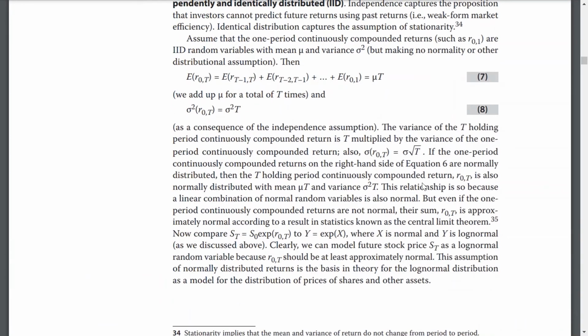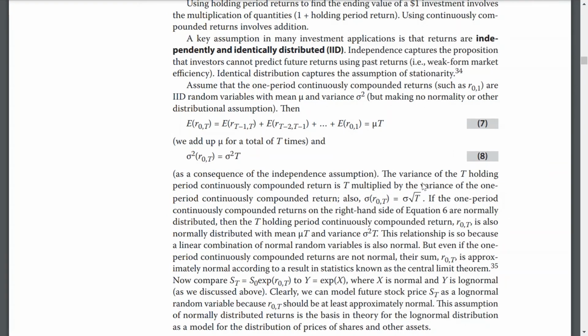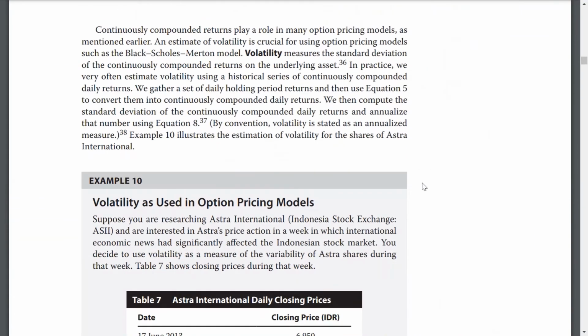So yeah, independently and identically distributed continuously compounded returns play a role in many option pricing models, as mentioned earlier. An estimate of volatility is crucial for using option pricing models, such as the Black-Scholes-Merton model. Volatility measures the standard deviation of a continuously compounded return on the underlying asset. In practice, we often estimate volatility using a historical series of continuously compounded daily returns.